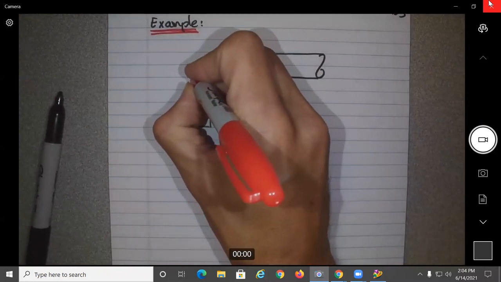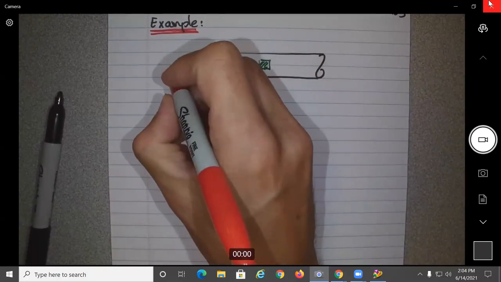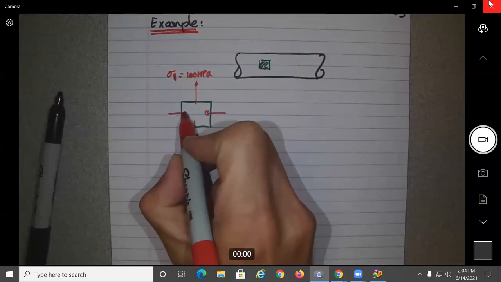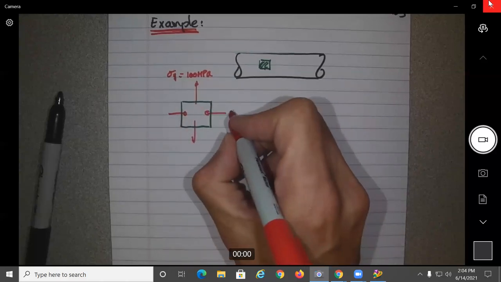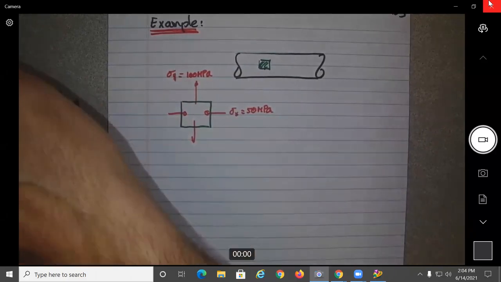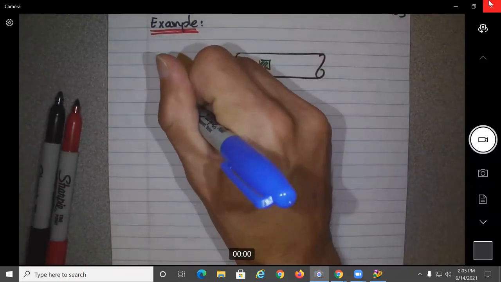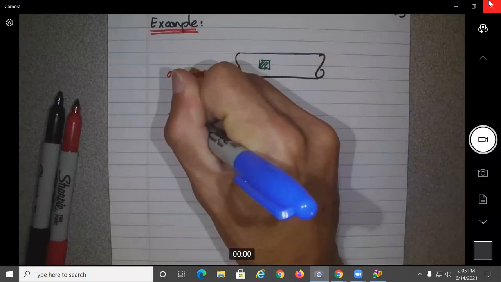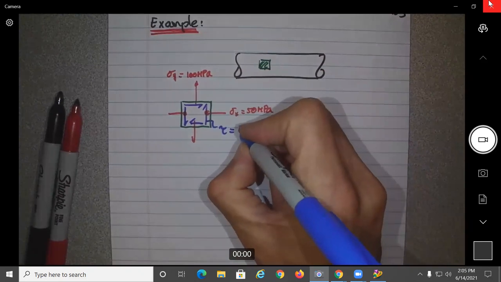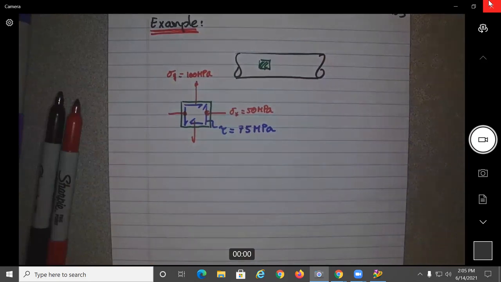of 100 megapascals. So this will be your sigma y. The sigma x, you will find out that actually this is in compression of 50 megapascals. And this one, we have a shear equal to 75 megapascals.